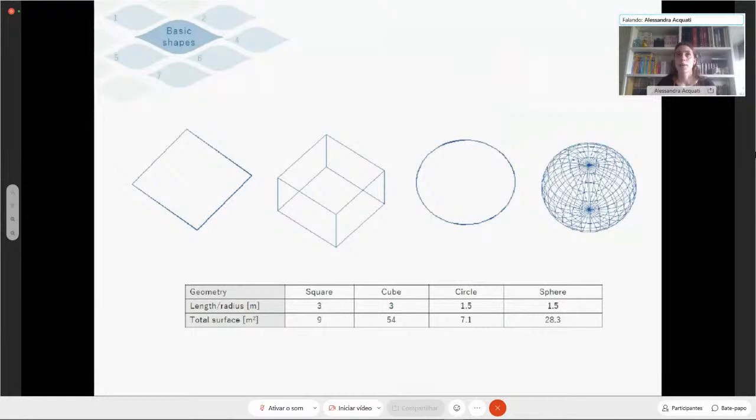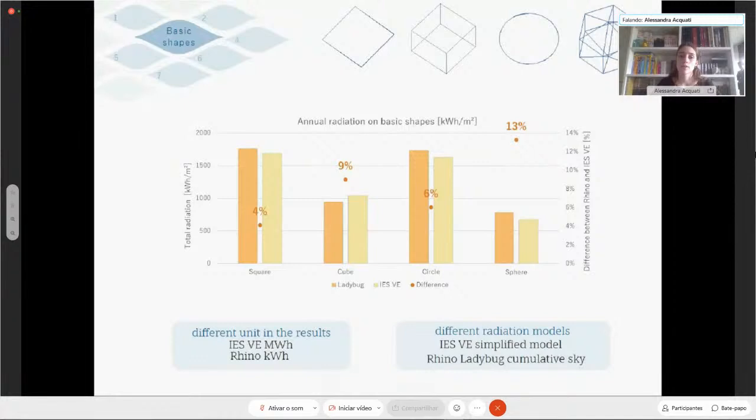Before analyzing the dynamic facade, we decided to analyze a simpler case to see which were the limitations in this case. The shapes analyzed were a square, a cube, a circle, and a sphere, and all of them were modeled with the same dimension on ISV and on Rhinoceros. In these slides is shown the graph of the annual radiation on the basic shapes measured in kilowatt-hour over square meters. In particular, the percentage difference between the results is highlighted.